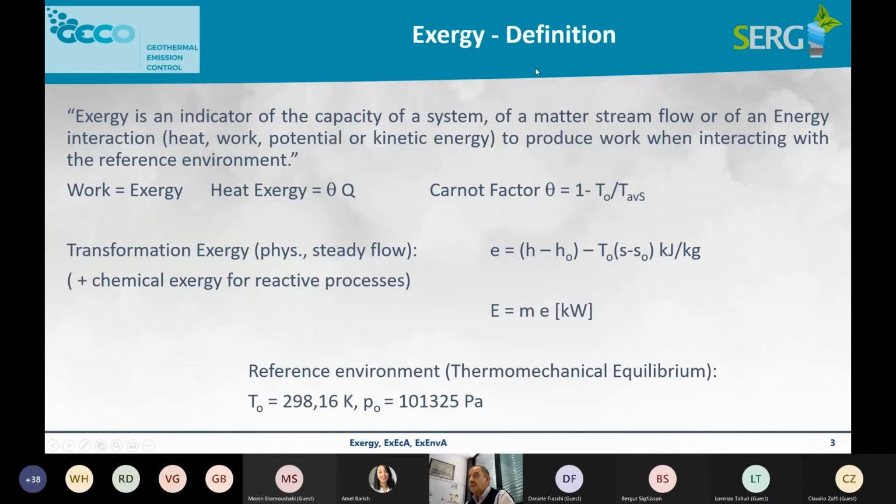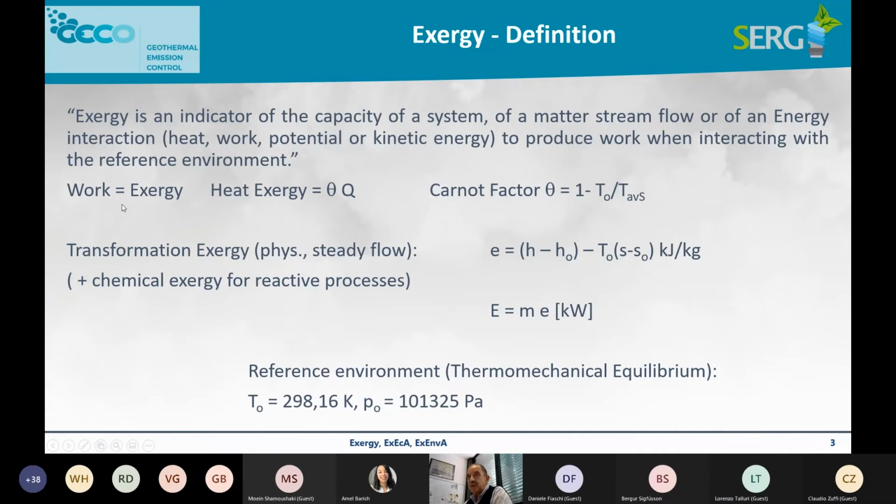So I will start with what is Exergy. This is the accepted definition. We can read it just like that. Exergy, an indicator of the capacity of a system, of a matter stream flow, or of an energy interaction, which can be heat, work, potential or kinetic energy, to produce work when interacting with the reference environment.